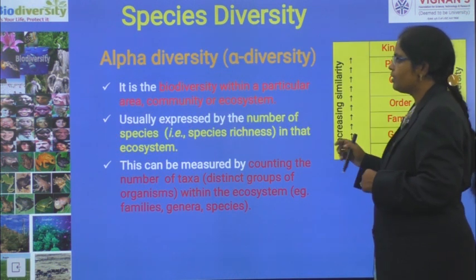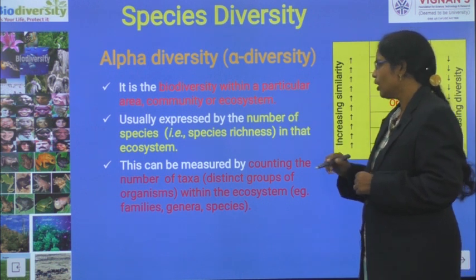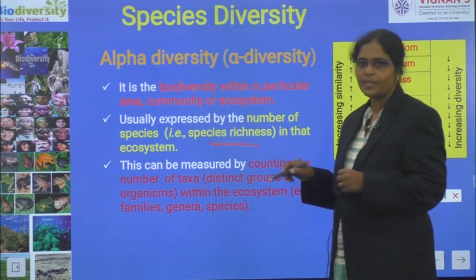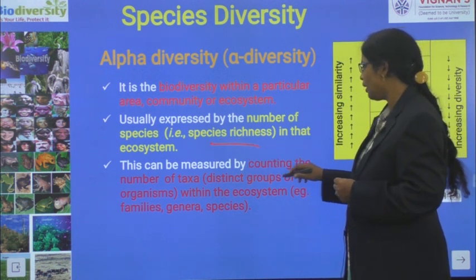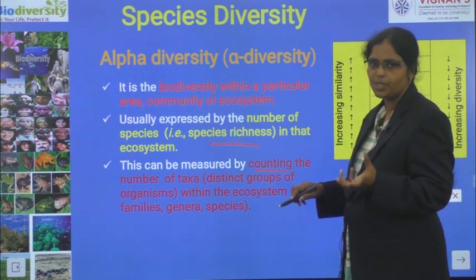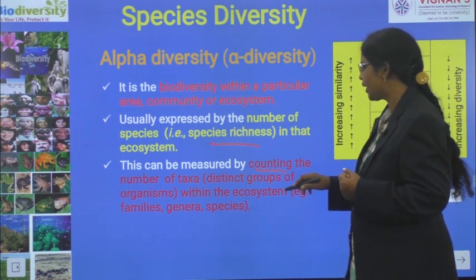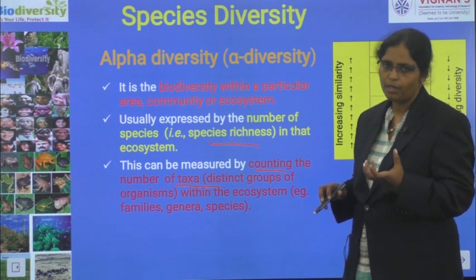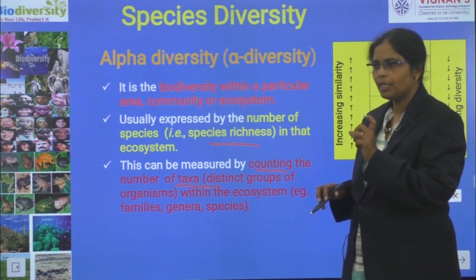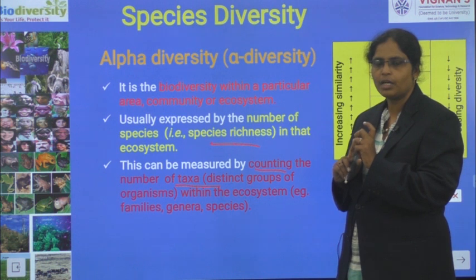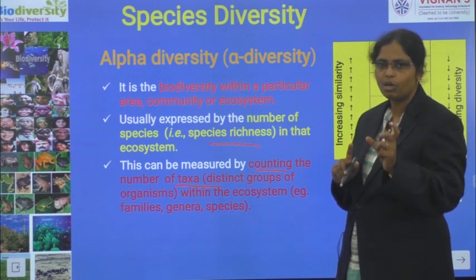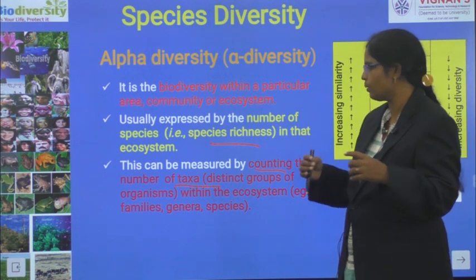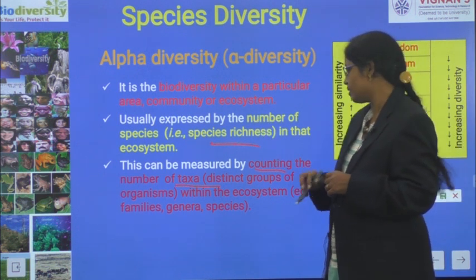Alpha diversity, within a particular community, is usually expressed by the number of species, that is called species richness. And how can we measure species diversity by counting? We can measure it by counting the number of taxa. Taxa is nothing but a group of organisms. Species with similar features are arranged into one particular group, that is called a taxon. So all together, the number of taxa comes under alpha diversity.